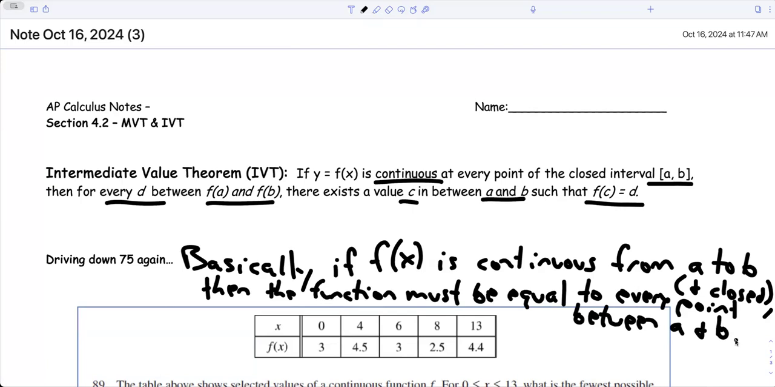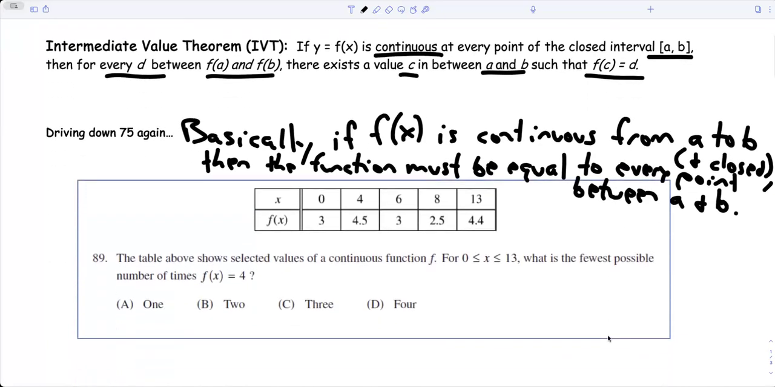So let's look at this multiple choice question. It says, the table above shows selected values, so we don't have everything, of a continuous function f. For x between 0 and 13, what is the fewest number of times that f of x is equal to 4? We can't say for sure because we don't have all the values. We have selected values. But we want to know the fewest number of times that f of x is equal to 4.